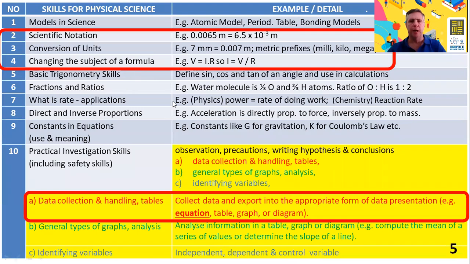And also on page 5 in your booklets, what particular skills will you need for this section? Well, of course, we're focusing on solving equations. And in particular, you'll need scientific notation. Make sure you can do that. Conversion of units, and also changing the subject of the formula. This is probably the most important skill for the equation section. Get lots of practice and make sure that you can do that.